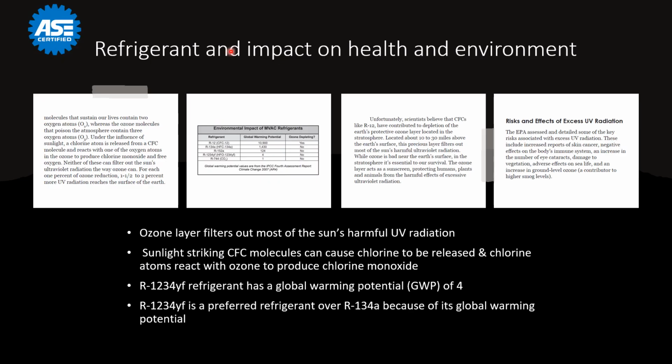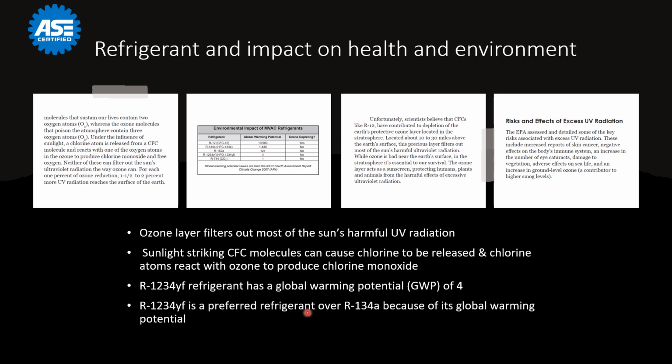Now, as you guys saw, the book is broken down into 4 separate sections. The first section is going to be this one on refrigerant and the impact on health and the environment. In this section, it covers three major things. The first thing it talks about is going to be the ozone layer. Then it talks about the science behind what happens when we release refrigerant into the atmosphere. And then the last thing it talks about is the global warming potential of the different types of refrigerants that there are.